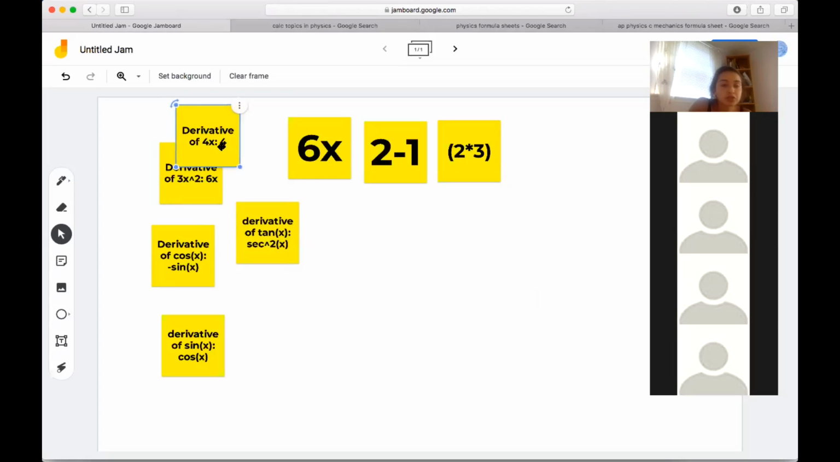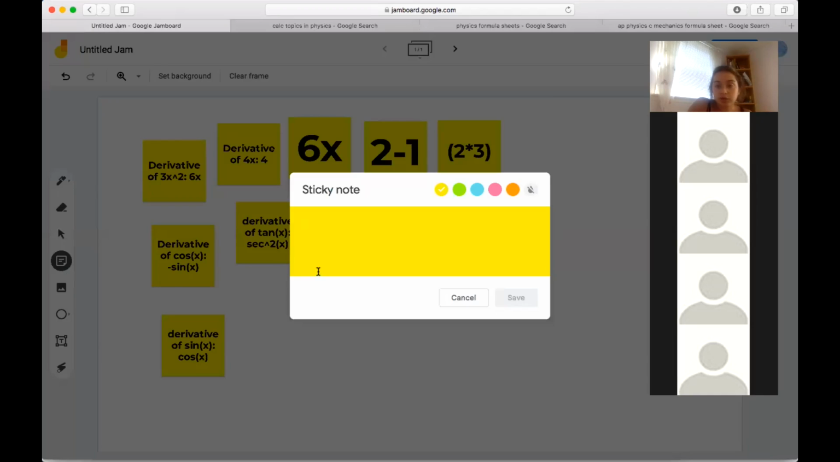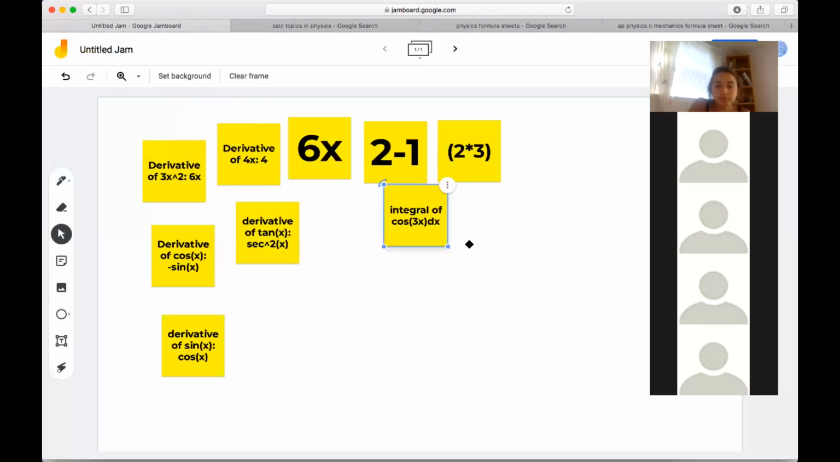Now let's move on to integrals. Like I said before, you can just go backwards if you want to use integrals, or you might have to use a u sub, which I'll show you in a second. Let's say we have the integral of cosine of 3x dx. In this case, it's not just a cosine of x inside, which means you have to do some manipulation.